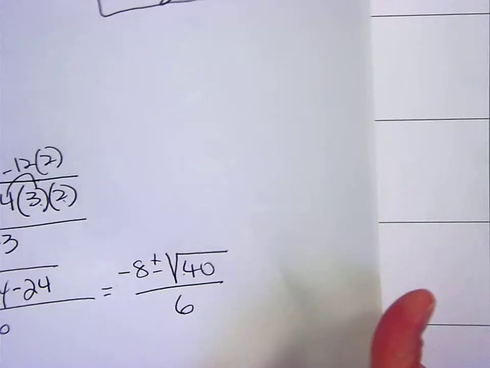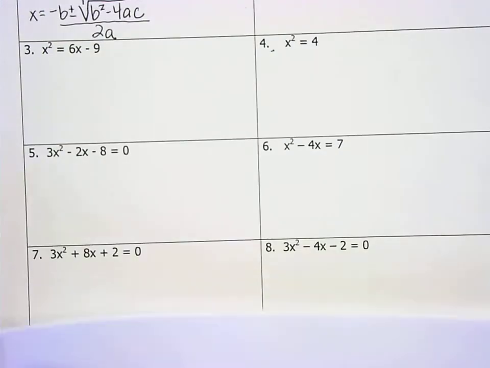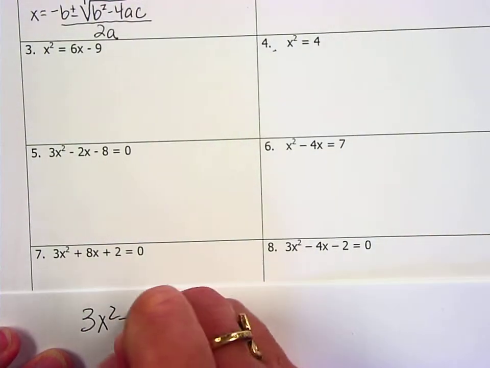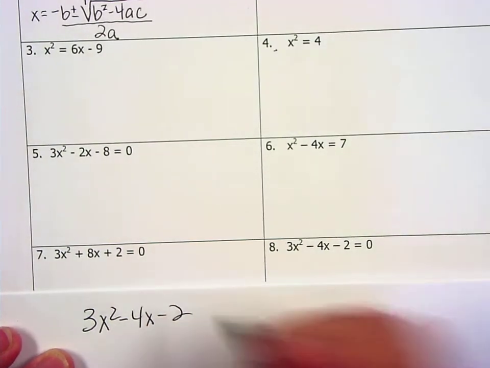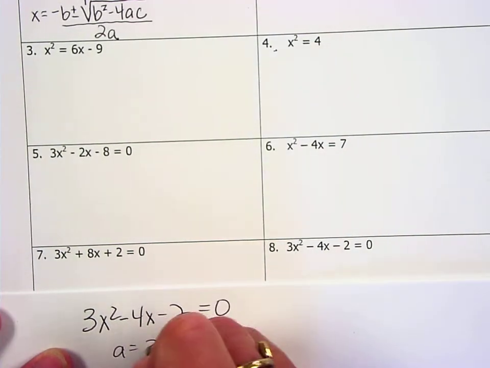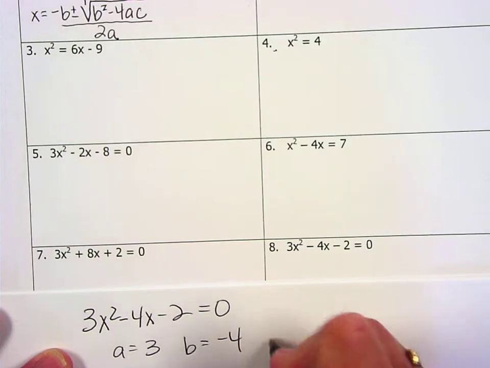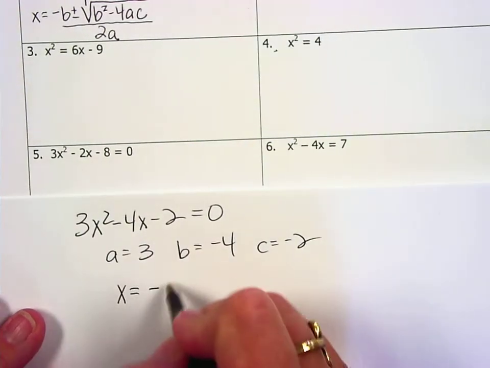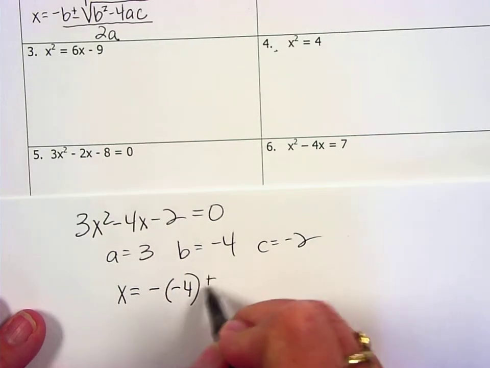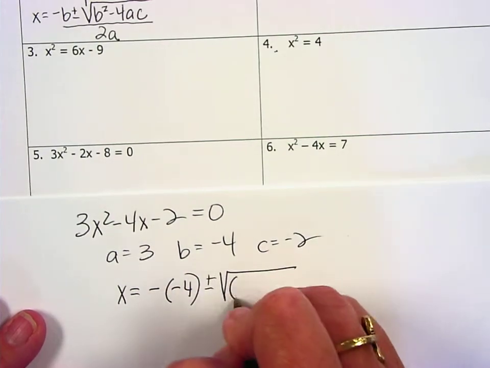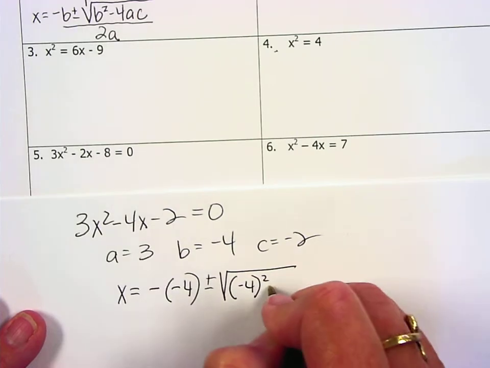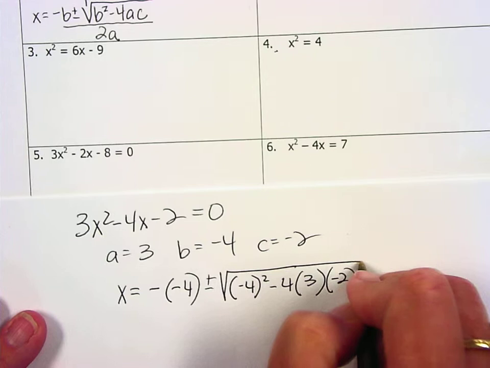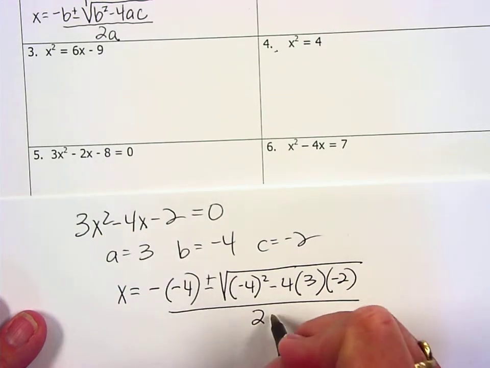Okay, 3x squared minus 4x minus 2 is our last problem on the study guide. Equals 0. a is 3, b is -4, c is -2. x equals -b plus or minus the square root of b squared minus 4 times a times c all over 2a.